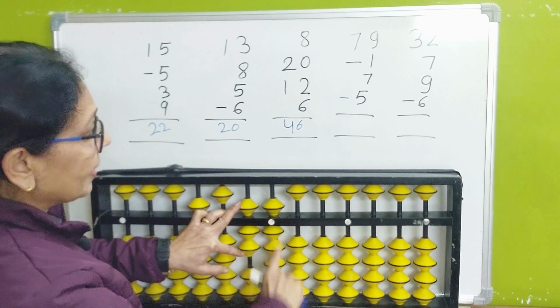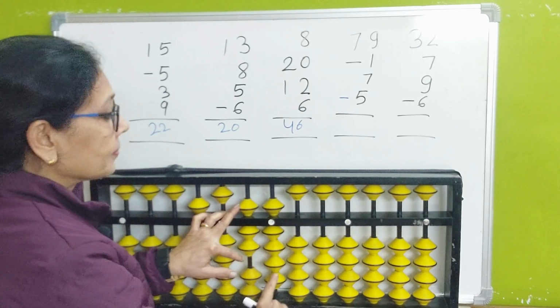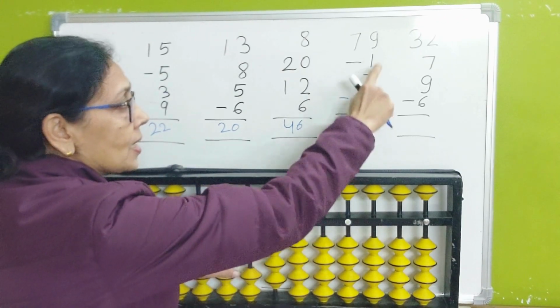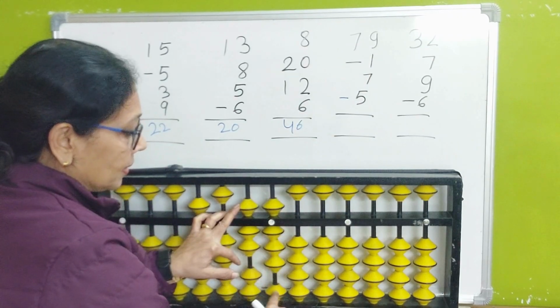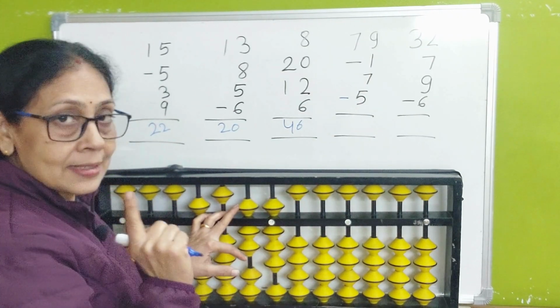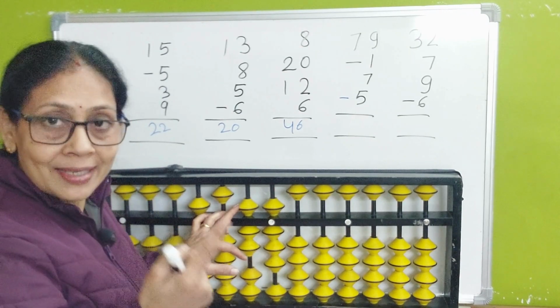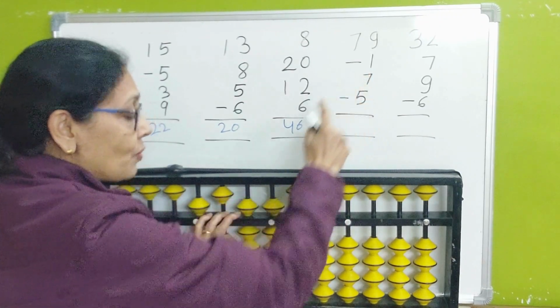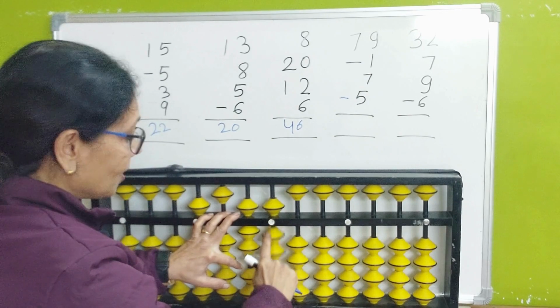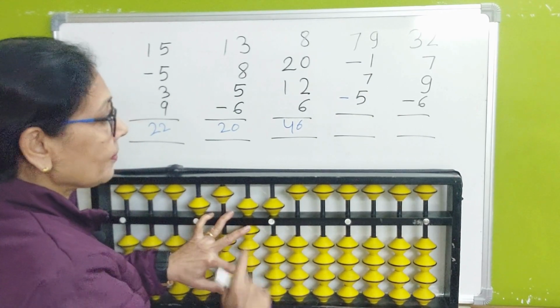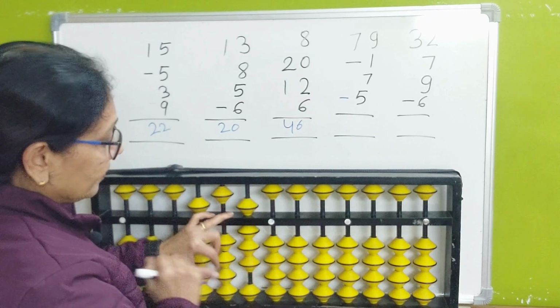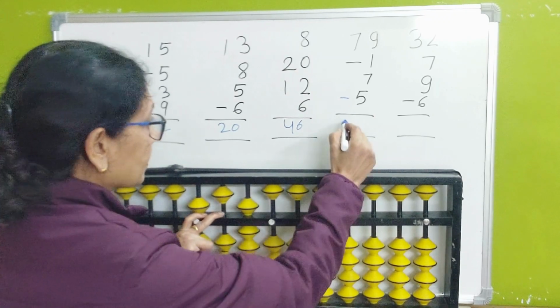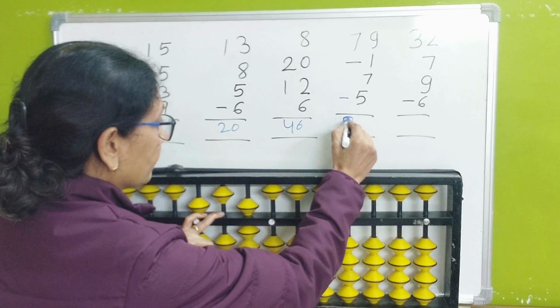Next is 79. So 7 and 9. Less 1. Single number means ones rod. Less 1. Add 7. Friend of 7 is 3. So less 3. See, 7 is a single number. It means you have to add at the ones rod. So less 3, add 10. Less 5. Now the number is 80.